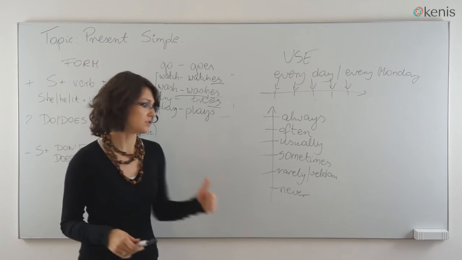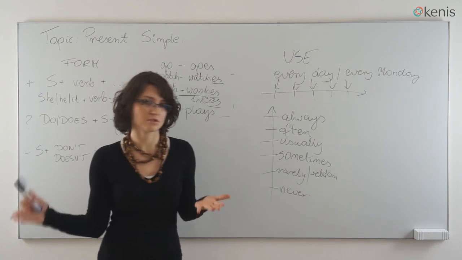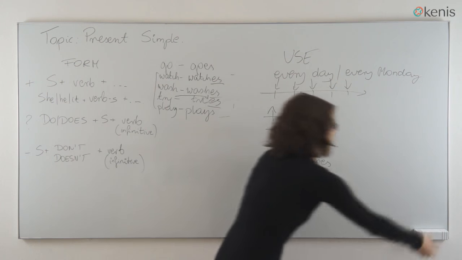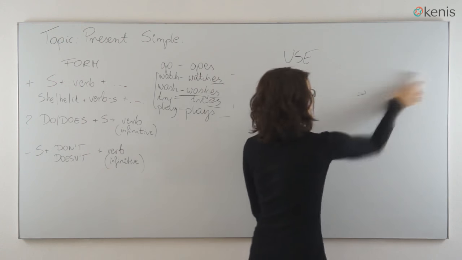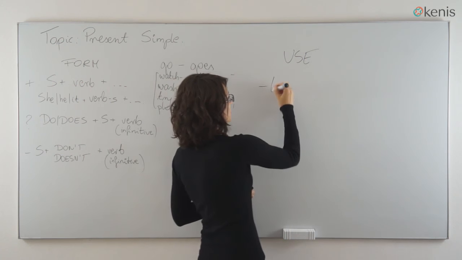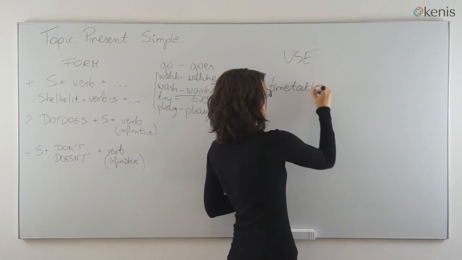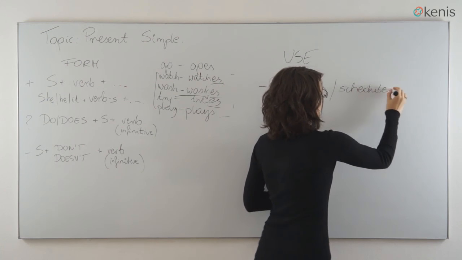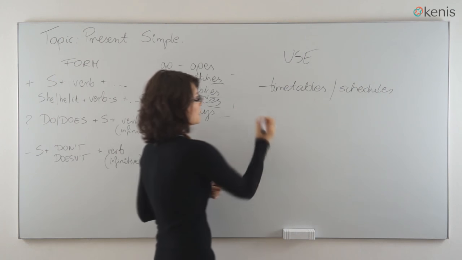Czyli podstawowym użyciem czasu present simple jest to, że używamy go do mówienia o czynnościach powtarzalnych, ale możemy go użyć także do mówienia o przyszłości. Tylko w takich sytuacjach, gdy mówimy o czymś, co się dzieje według planu bądź rozkładu. So timetables. Or schedules. Timetables and schedules.